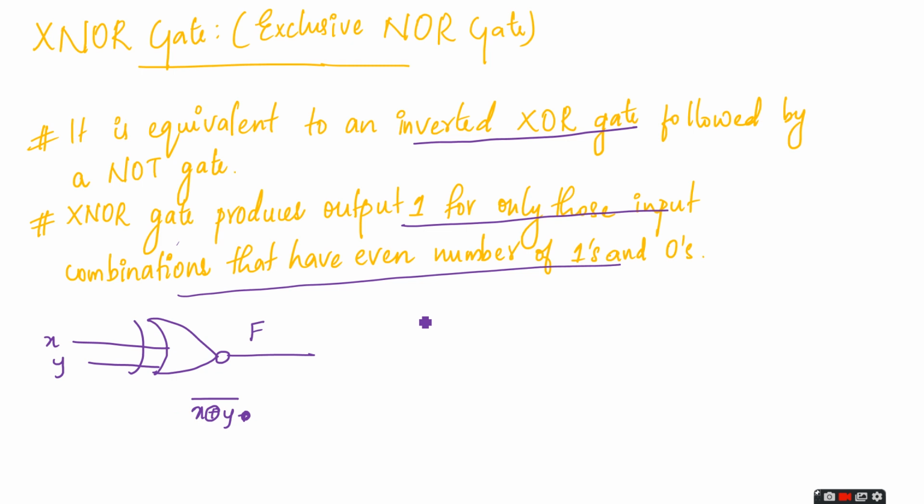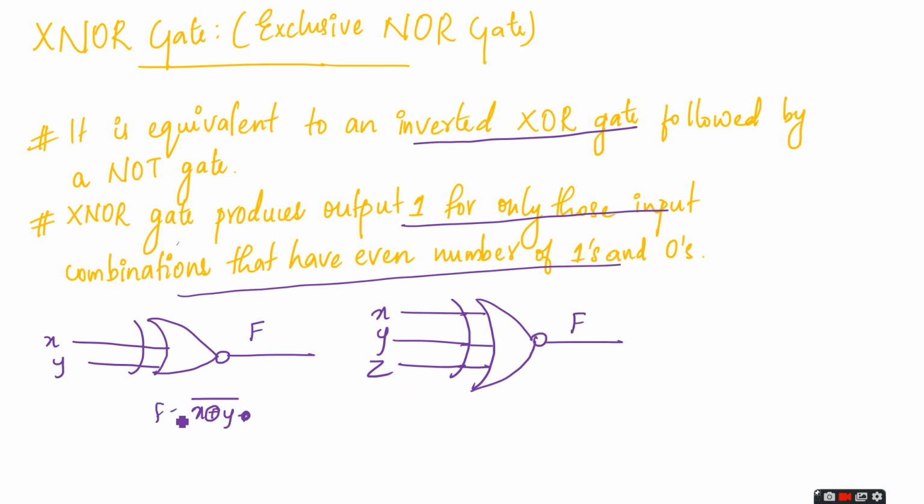Now we can try for three variables X, Y, Z. The symbol of exclusive NOR is this. The result will be like this: F equal to X exclusive OR Y exclusive OR Z, then a complement. This is the result. Now we can draw the truth table, X, Y, then X exclusive NOR Y.